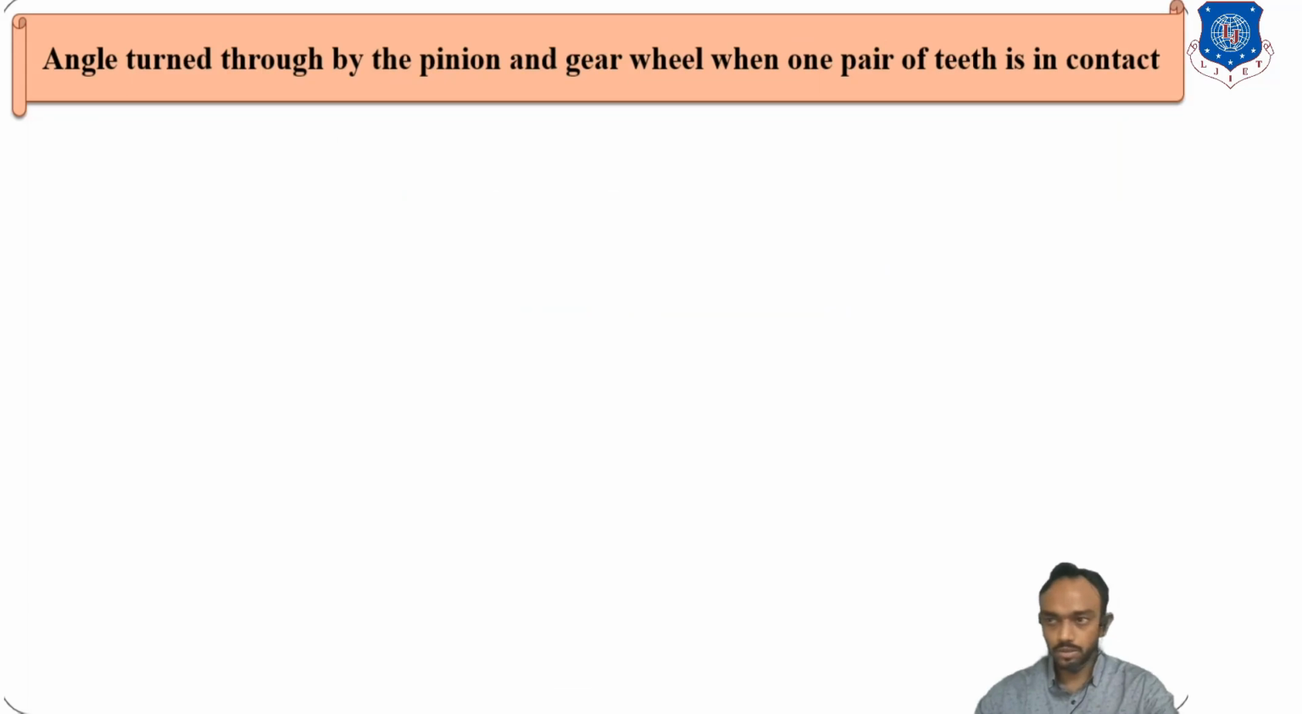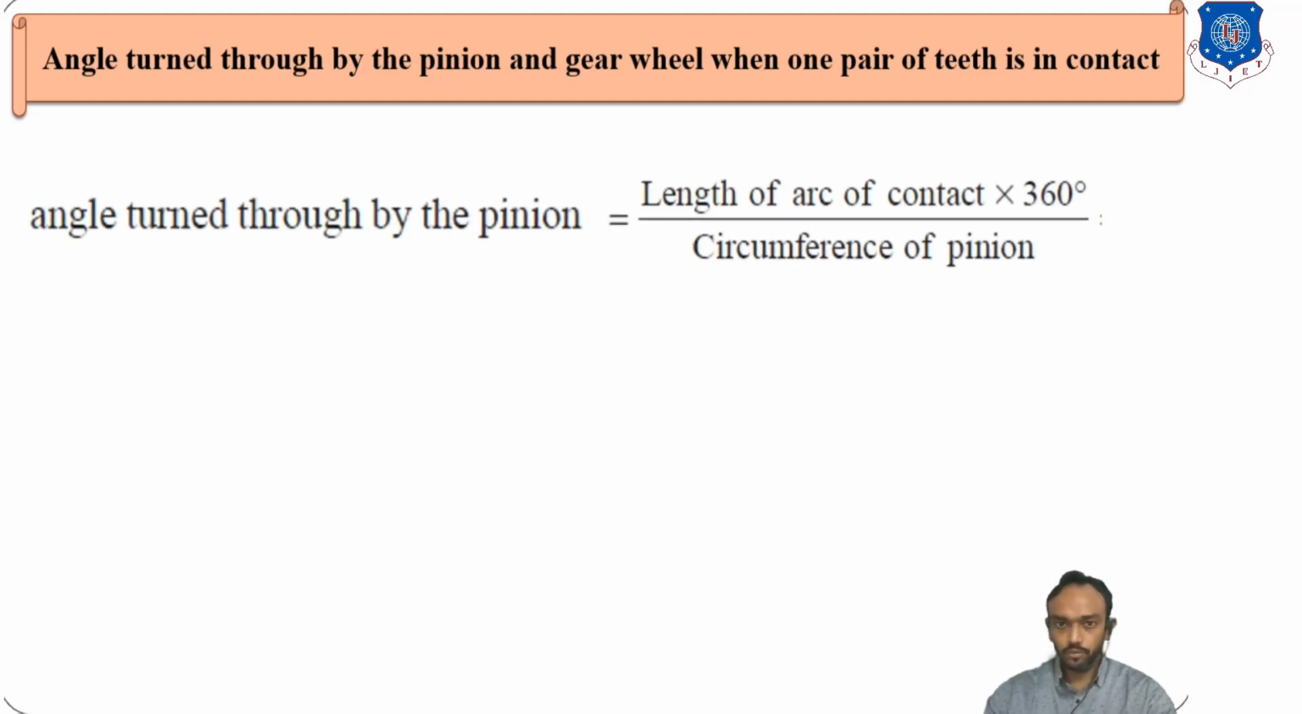We also have to find the angle turned by the pinion and the gear wheel when one pair is in contact. So we have to find the angle turned by the pinion. It means, if two teeth come into contact, what angle do they turn up to the disengagement point? So let's learn this. I'm giving you one example.